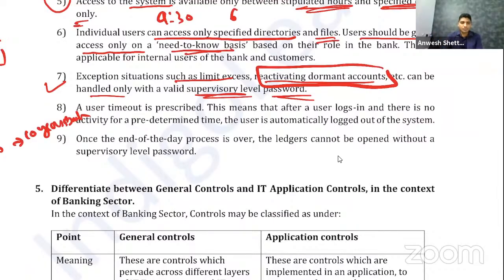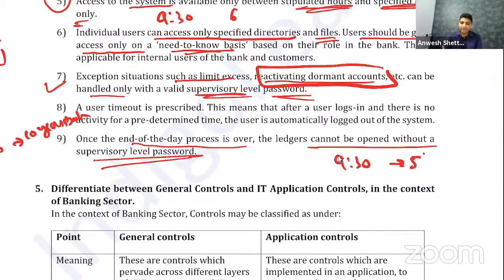Next, once the end-of-day process is over, the ledger accounts cannot be opened without a supervisory-level password. For example, let us say your bank is functional from 9:30 to 5. At 5 o'clock, you have closed your banking functions and logged out from all the systems, and you are almost about to go. Suddenly someone comes running and says there is an emergency payment I need to make, can you transfer money from this bank account to other banks? Now, an employee should not be allowed to log back into the system; instead, you require the password of the manager. That is also an IT control. Clear with this?